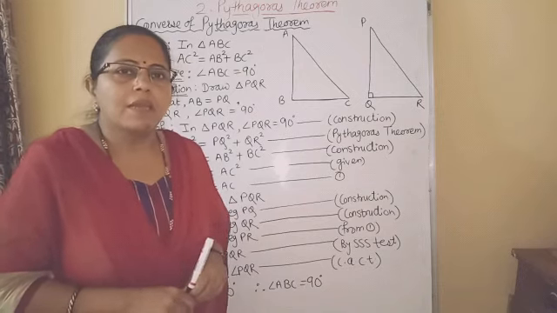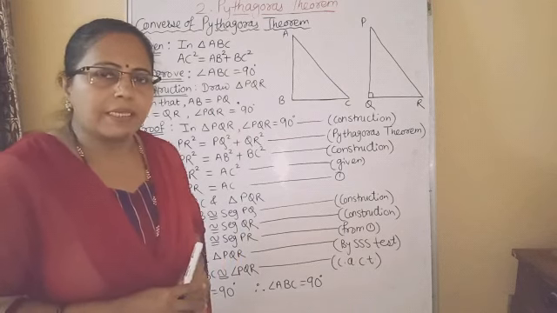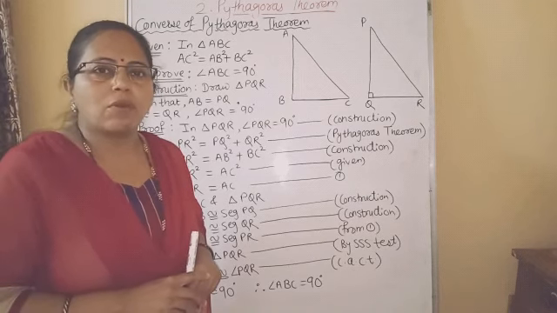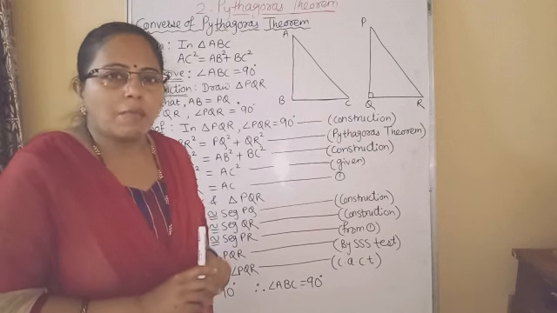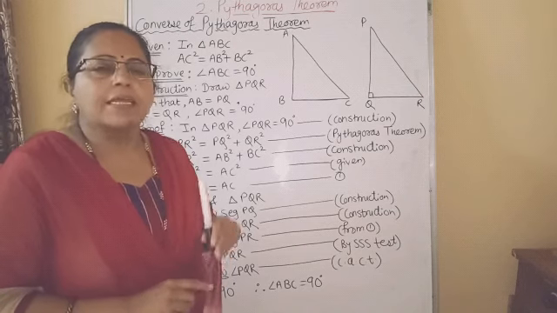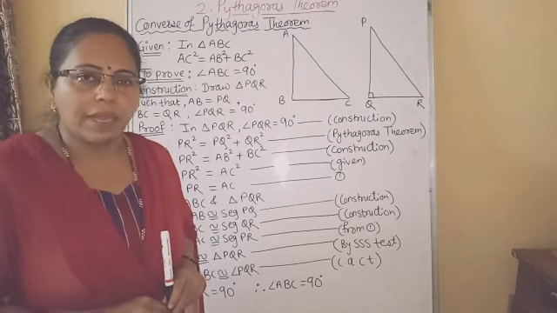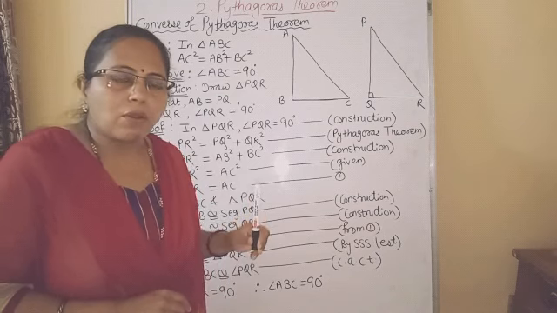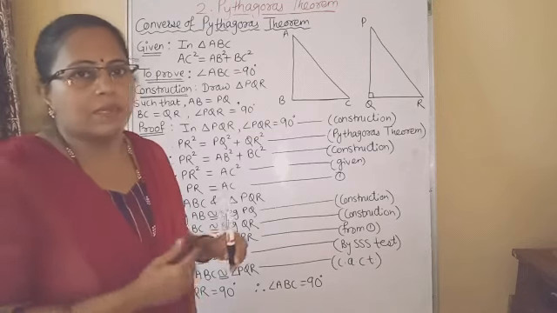Now we will see converse of Pythagoras theorem. The statement is, in a triangle, if the square of length of bigger side is equal to the sum of square of length of remaining two sides, then that triangle is a right angled triangle. Okay, that means in converse of Pythagoras theorem, the square of bigger side is equal to the sum of square of remaining two sides is given.